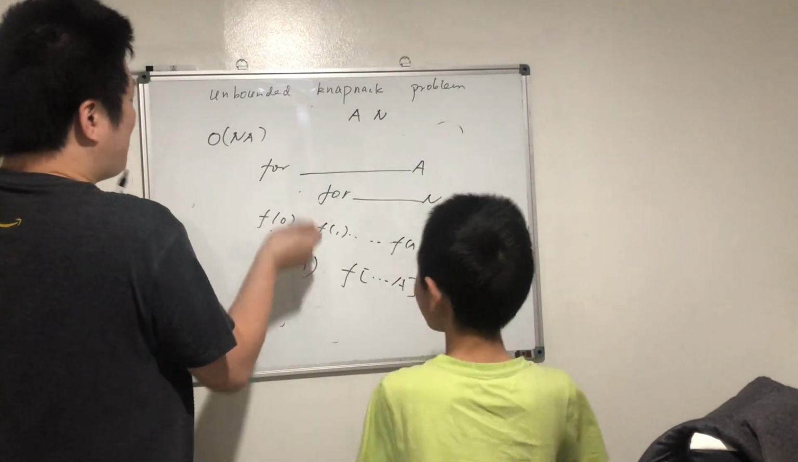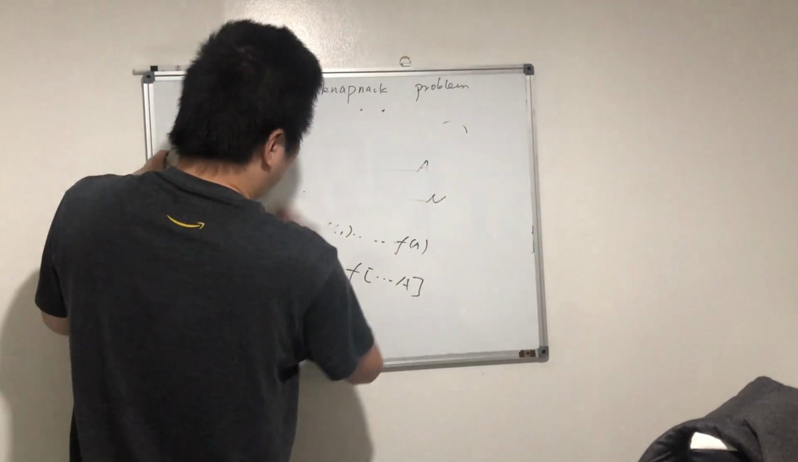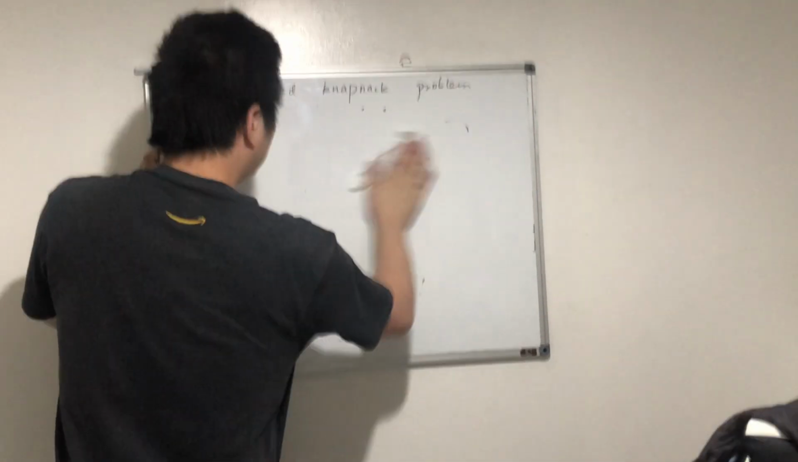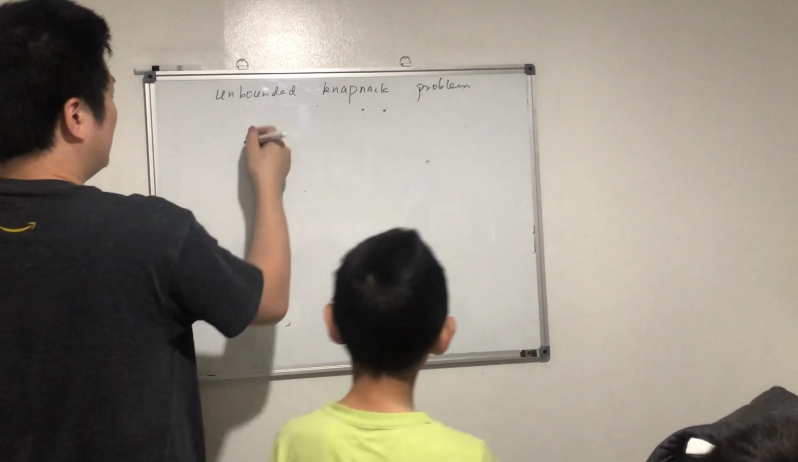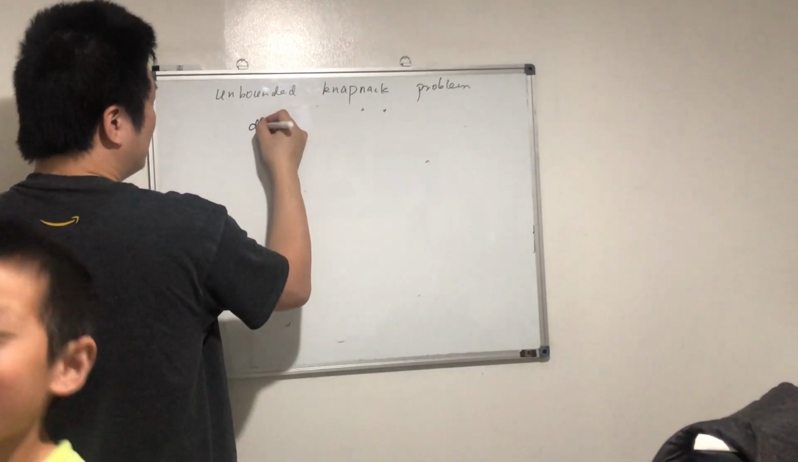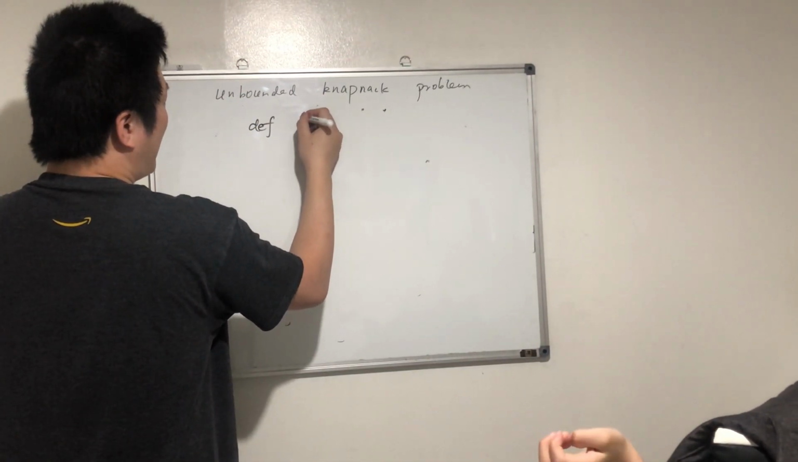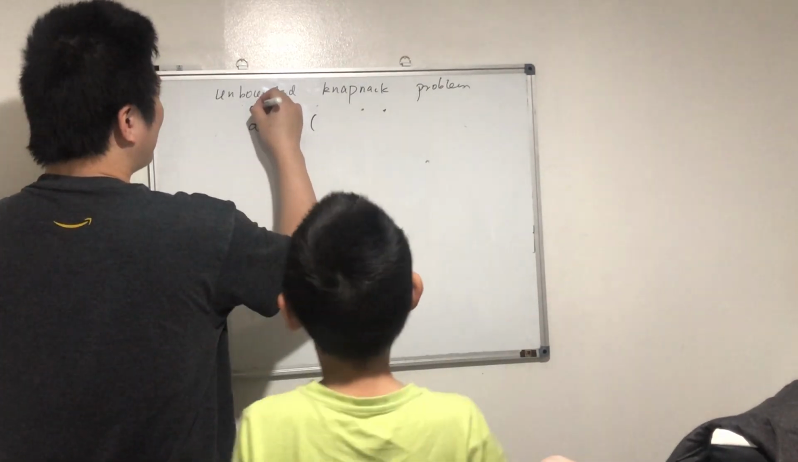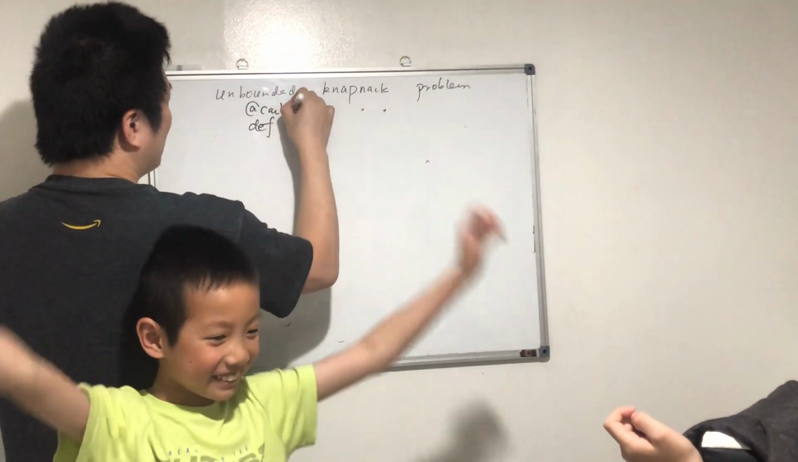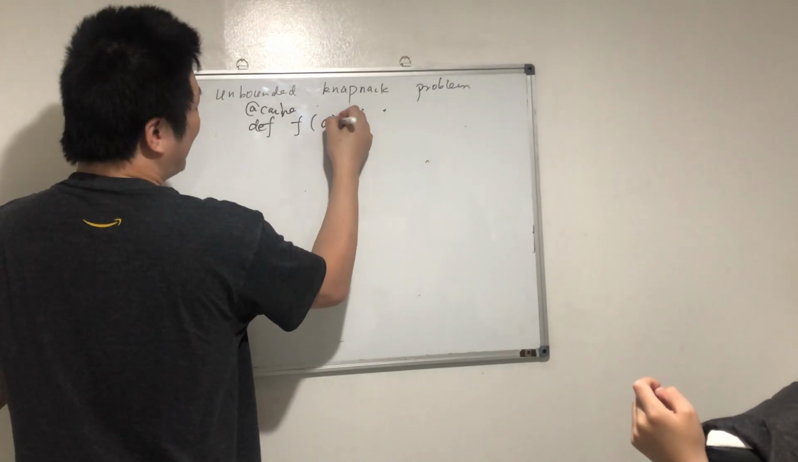Okay, now top down. Top down. Define a cache. Let's say f, cache. Okay, we put a cache here. Cache and A. Okay, let's say A.